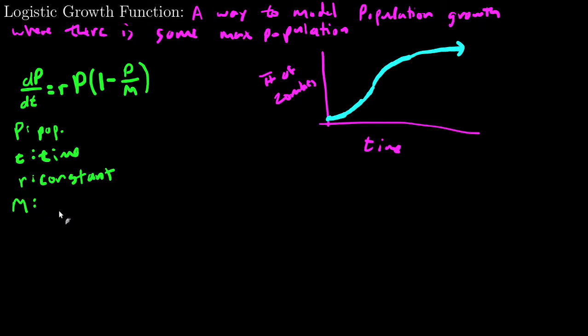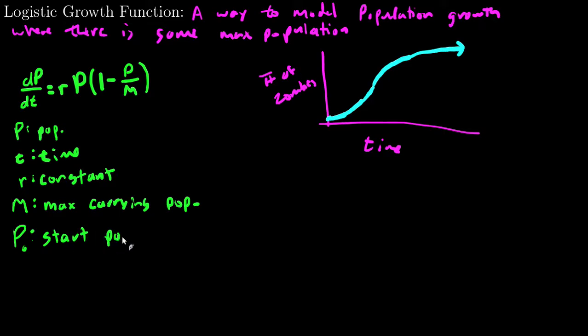M is sort of our maximum carrying population, so how much whatever the situation is can hold safely. In the real world, a lot of things might go past that. If you have a population of rabbits on an island, eventually they'll grow so quickly that they will have more than the island can support, and they will die off due to disease or lack of resources. And one more thing here is P naught, which is basically the starting population.